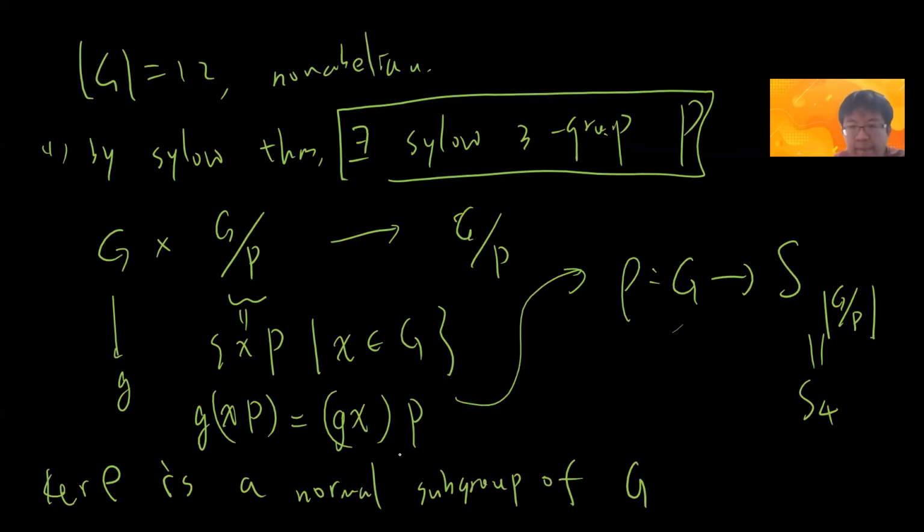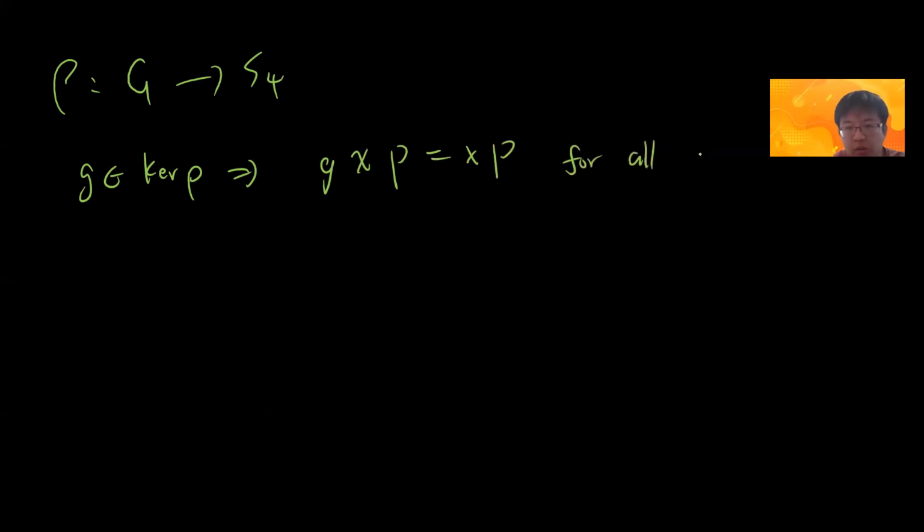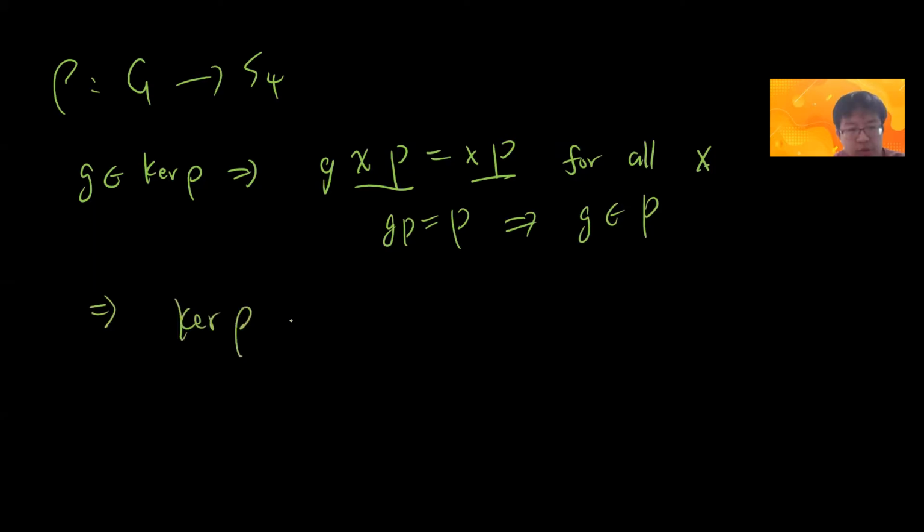So what's the kernel? The kernel means the map becomes trivial. If g belongs to the kernel, then it must satisfy gxP equals xP for all x. If I choose x to be 1, it must be gP equals P, which means g must belong to P. So this tells you that the kernel of rho must be a subgroup of P.